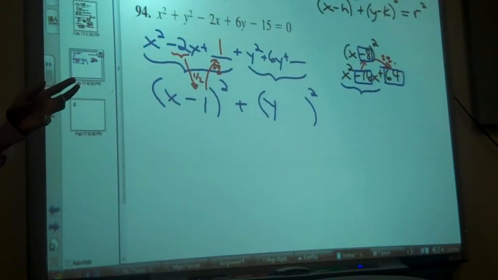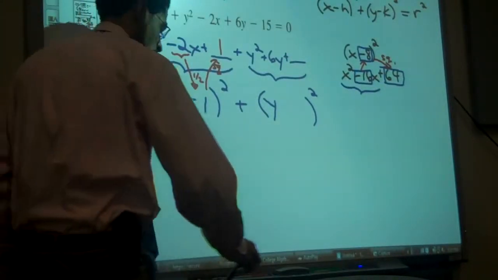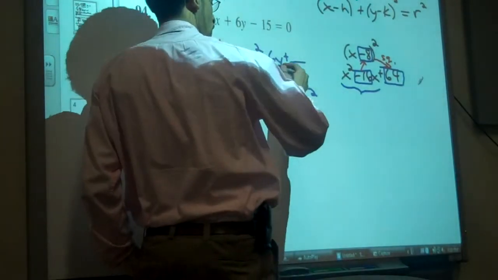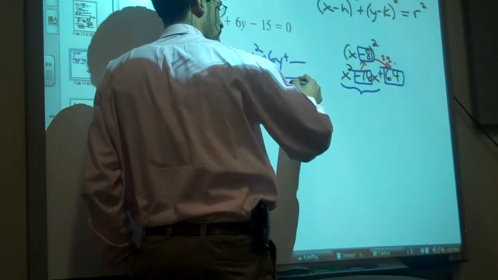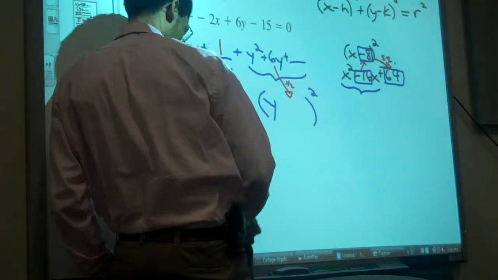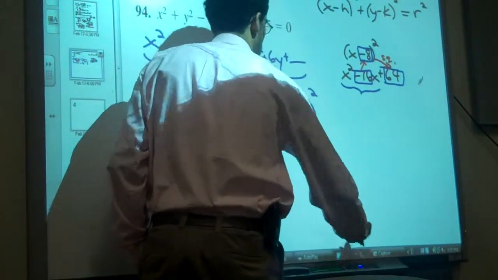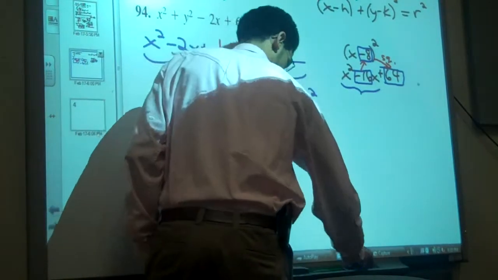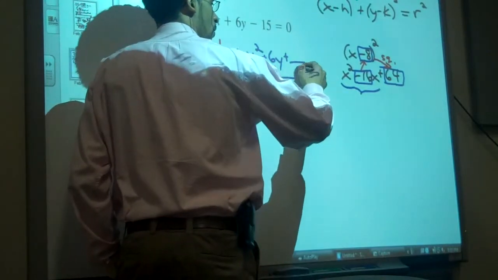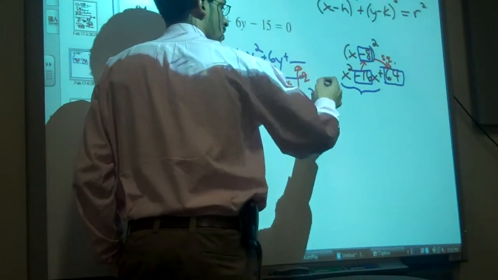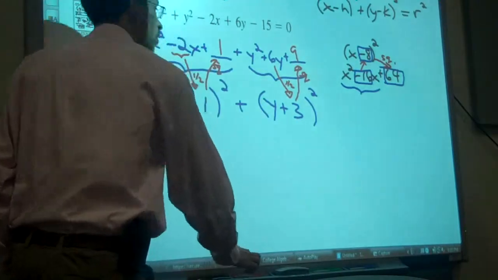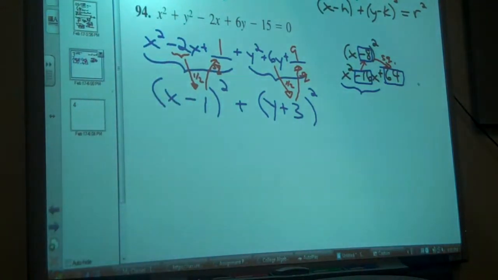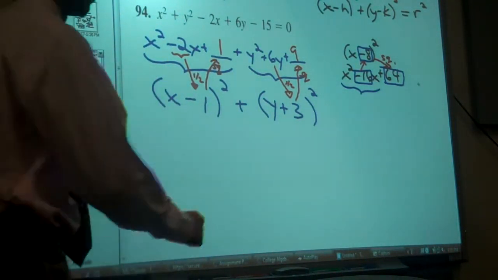That coefficient there, we take half of it to get what's going to go down here. That's going to be a 3 plus a 3. And then we square it to get what's going to go here. This time it's a 9. All right, so we've added a 1 and a 9 to our equation.